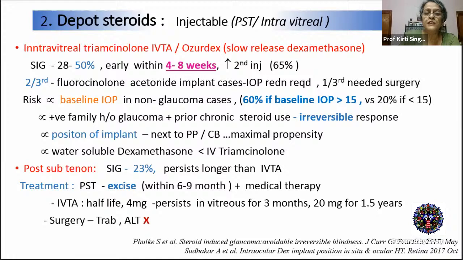The other aspect was depot steroids, which would be IVT or Ozurdex. Here, the SIG is pretty high, 50%. Early onset happens within 4 to 8 weeks, more after the second injection.